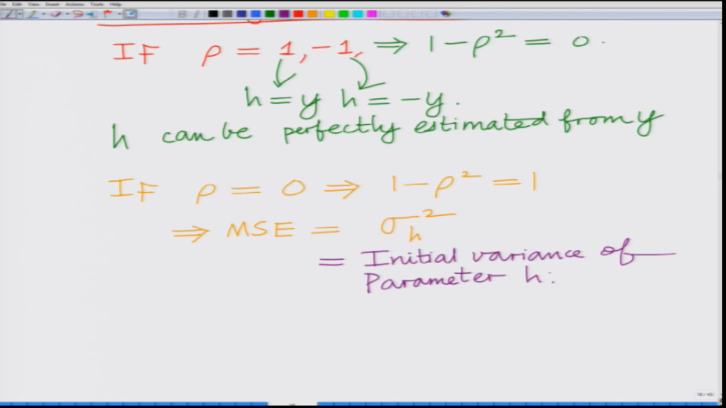The MSE is the initial variance of the parameter h, because the correlation between the observation y and h is 0, right, the observation y does not convey any information about h. So, observation y cannot be used in any meaningful sense to get an estimate of the unknown parameter h. Therefore, the variance of the parameter h is sigma h square to begin with. Even after making the observation y, the variance of h remains at sigma h square. Therefore, having observed y does not convey any information about the unknown parameter h.